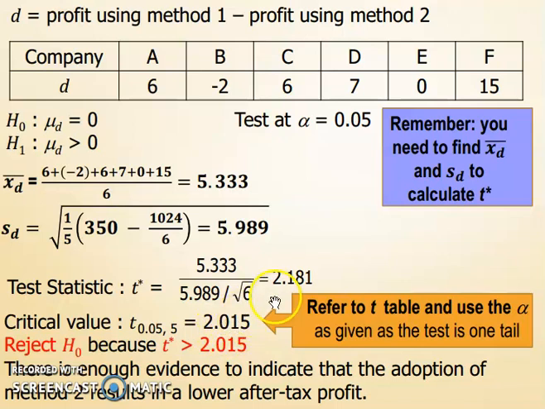Since this test statistic is larger than 2.015, we reject H null. So we can conclude there is enough evidence to indicate that the adoption of method 2 results in a lower after-tax profit. We are rejecting H null, and we are saying that the difference will be larger than 0, meaning that method 2 will give lower after-tax profit than method 1.